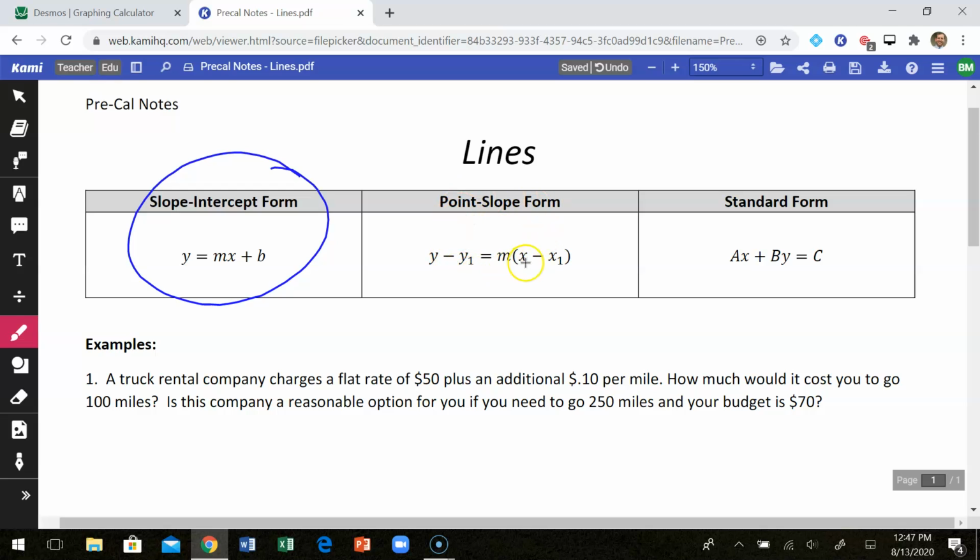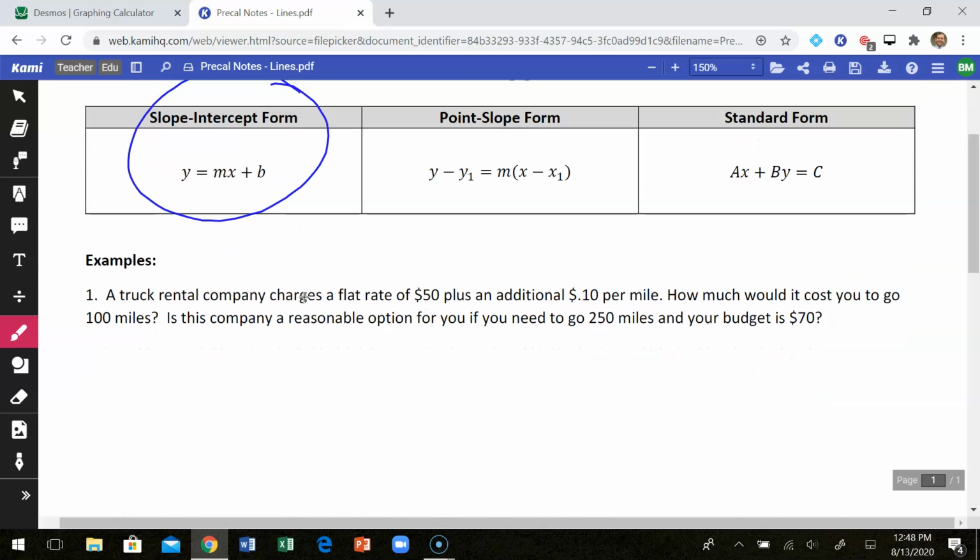So there's point-slope form, where if you have an xy point on your line, and that would be x1, y1, and then you have the slope, you could do that. And then there's also standard form, which you will see from time to time, but typically we're going to want to rewrite that into slope-intercept form so that we can graph it. Remember, with slope-intercept form, m is your slope and b is your y-intercept.